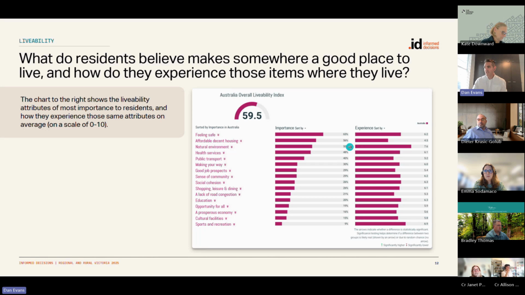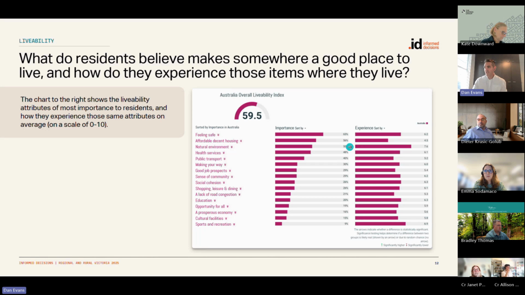What I will want to draw your attention to are these items we call the core 4. So feeling safe, affordable, decent housing, access to nature, and high quality health services. Those are the 4 attributes. It doesn't really matter where we do this survey, be it at a national level, be it out in East Gippsland, be it in Southeast Queensland. These 4 are always among the top handful.